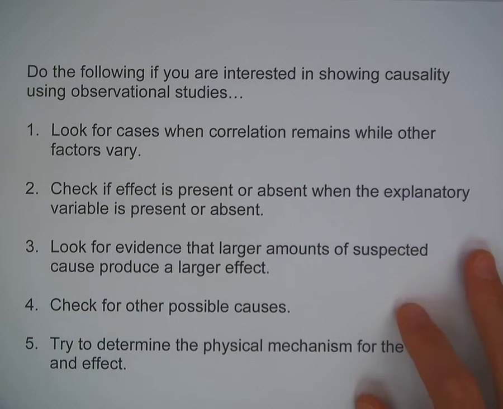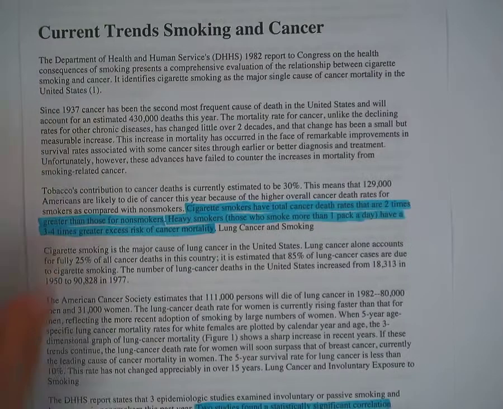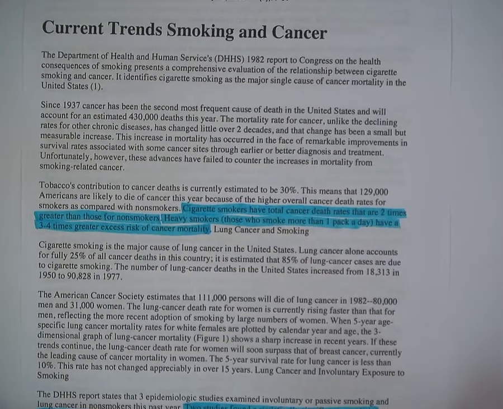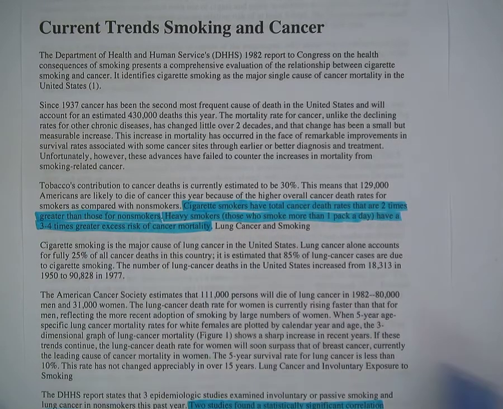3, look for evidence that larger amounts of suspected cause produce a larger effect. Again, same article. We're going to read this second sentence now. Heavy smokers, those who smoke more than 1 pack a day, have 3 to 4 times greater excess risk of cancer mortality. I'd say that's a very clear example of that third criteria.